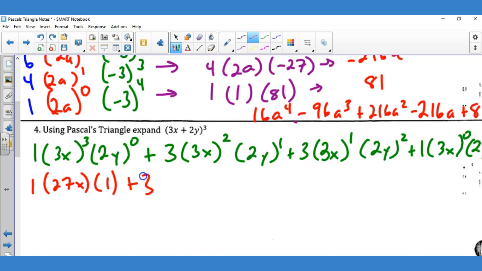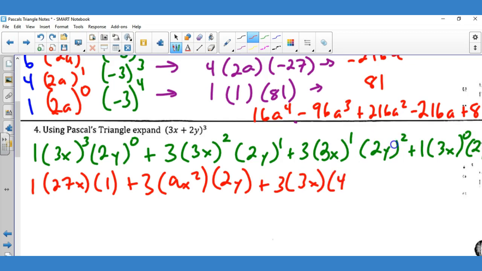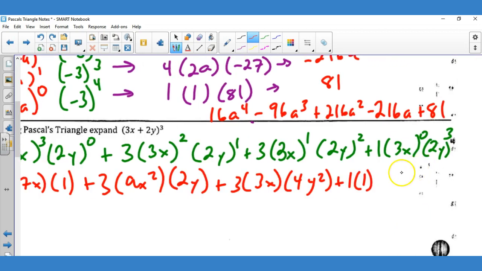Right here, I have 3. 3x squared is going to be 9x squared. 3 squared is 9. X squared is x squared. And 2y to the first is 2y. Then we have 3 times 3x to the first is 3x. 2y squared. 2 squared is 4. Y squared is y squared. Then we have 1. 3x to the 0, guys, is 1. And 2y cubed is going to be 8y cubed.